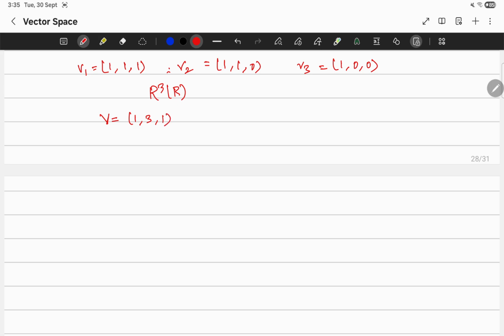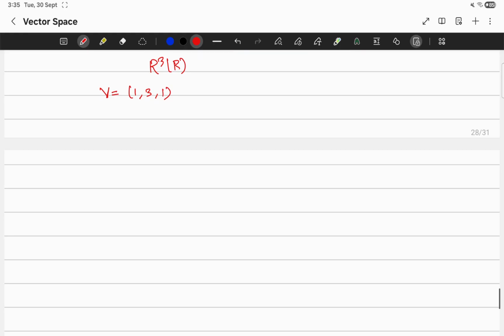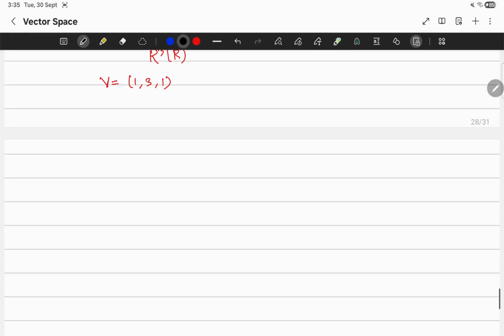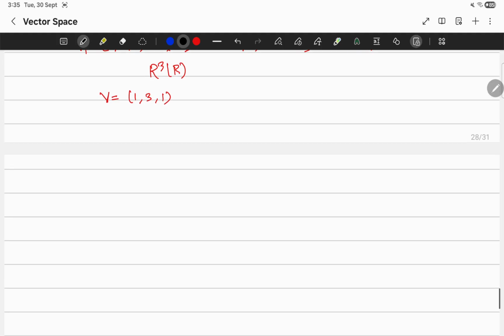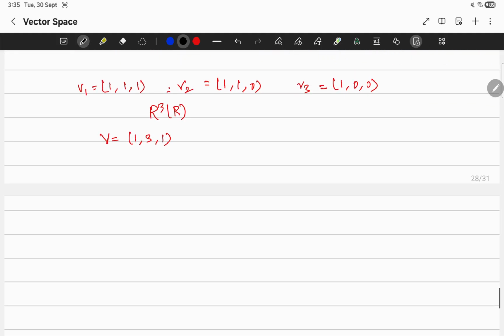So this (1, 3, 1) can replace any one of the three vectors of the basis to form a new basis. You are given vectors v1, v2, v3. First check whether it is a basis or not. For that you have to create a matrix A with alpha 1 v1, alpha 2 v2, alpha 3 v3 as columns, so you have (1 1 1), (1 1 0), (1 0 0).